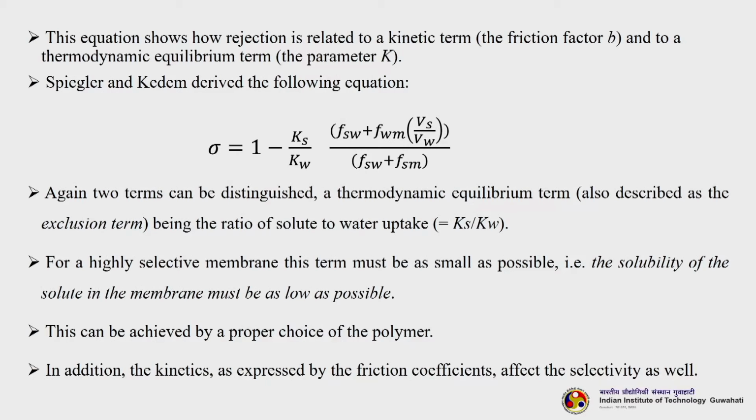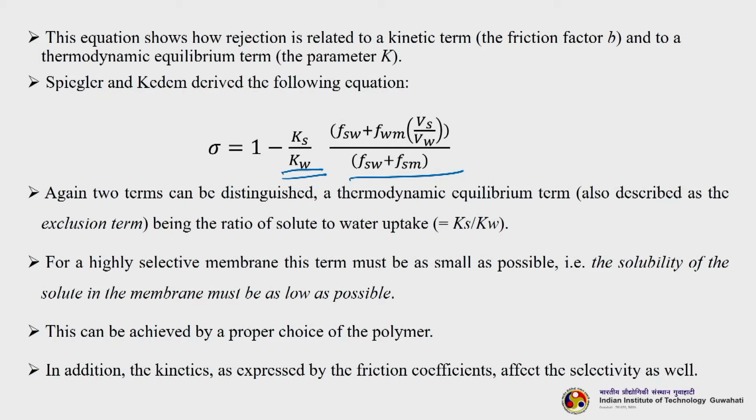Spiegler and Kedem derived the following equation. Here you can see two distinct terms. One is this Ks by Kw, which is actually called the exclusion term. This is the thermodynamic equilibrium term, also known as the exclusion term, and this is the other term. For a highly selective membrane, this term must be as small as possible.